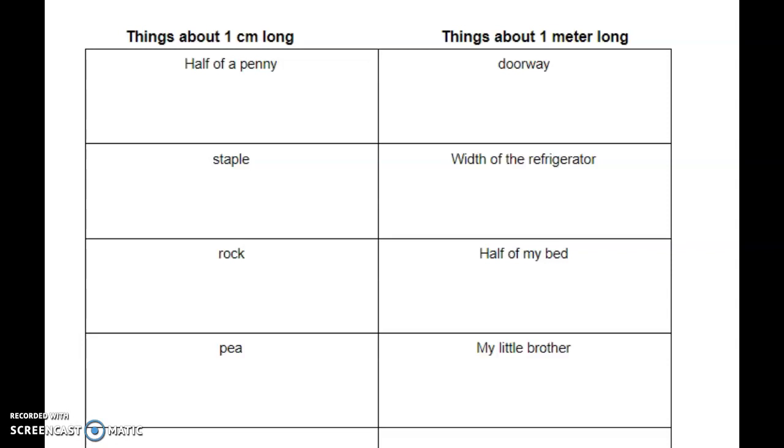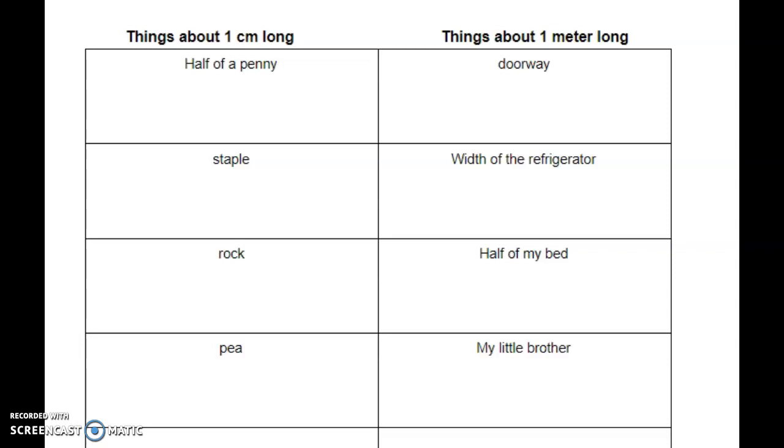So let's look at a chart of some things we've compiled to see some things that are about 1 centimeter and about 1 meter. Some of the things that we found at home that were about 1 centimeter long were half of a penny, a staple, a rock, and a pea. And some things that we found that were about 1 meter long were the width of a doorway, the width of the refrigerator, half of your bed, or even your little brother.